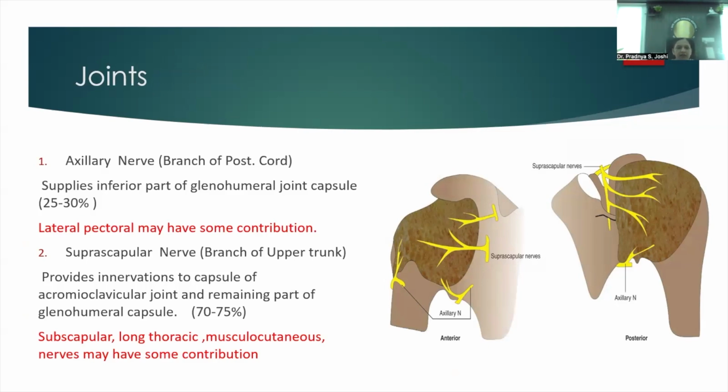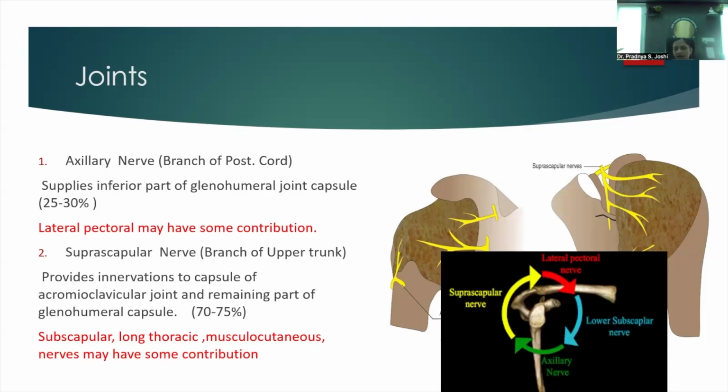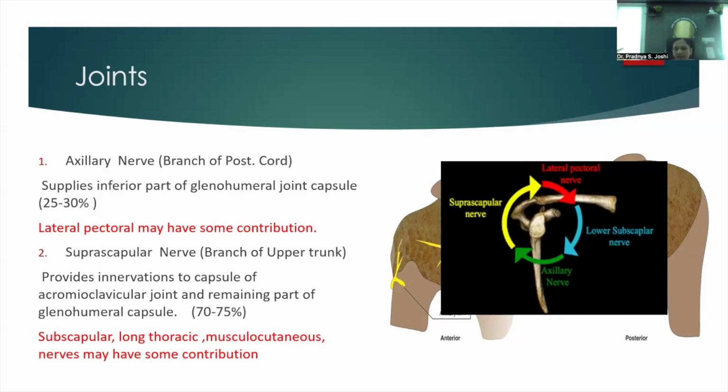25% of the supply is by the axillary nerve, whereas 75% of the capsule, which is the posterior-inferior area, is supplied by the suprascapular nerve. The shoulder has two joints, and both capsules are maximally supplied by the suprascapular nerve. Other small branches from the plexus or from the cord make small contributions. The shoulder capsule is supplied by all these nerves, and they have to be blocked for regional anesthesia alone when we are considering it for anesthesia purposes.